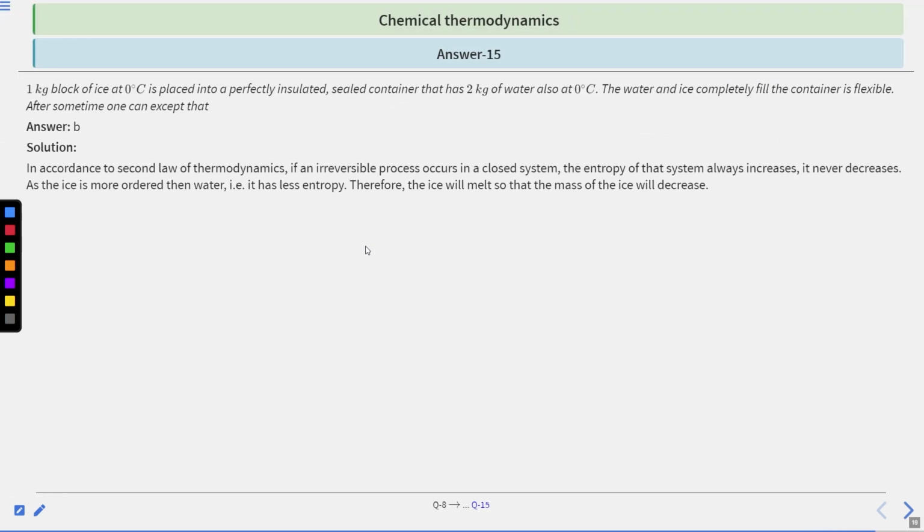Okay. So the correct answer is option B. So in accordance with the second law of thermodynamics, if an irreversible process occurs in a closed system, the entropy of the system always increases. It never decreases. And as the ice is more ordered than the water, ice will have less entropy, but entropy will increase, right? So ice will melt and become water, so that the mass of ice will decrease. Hence option B will be the correct answer for this question. Okay, thank you.